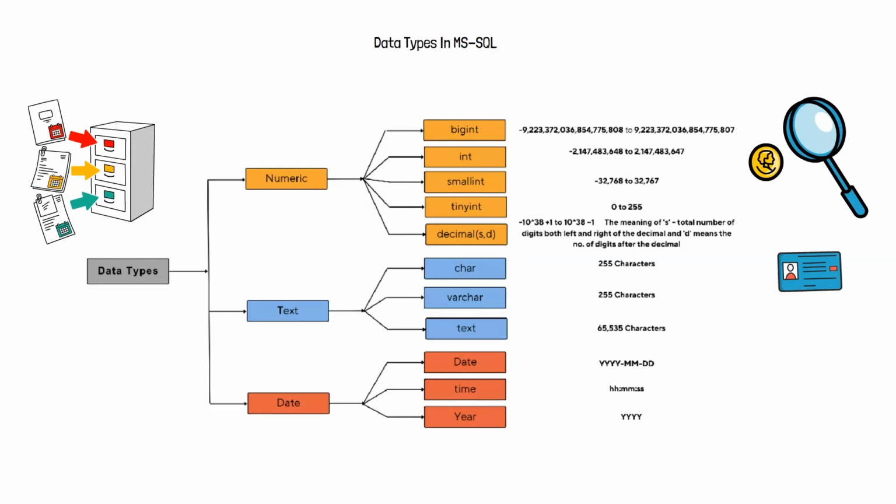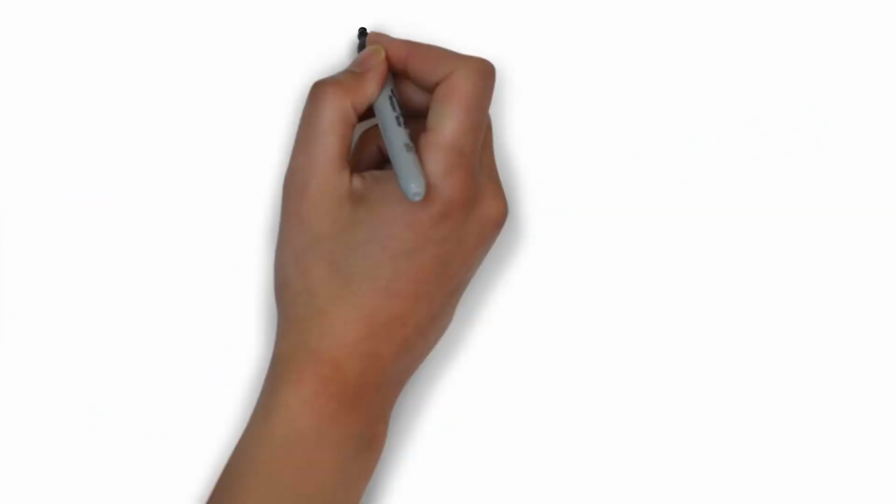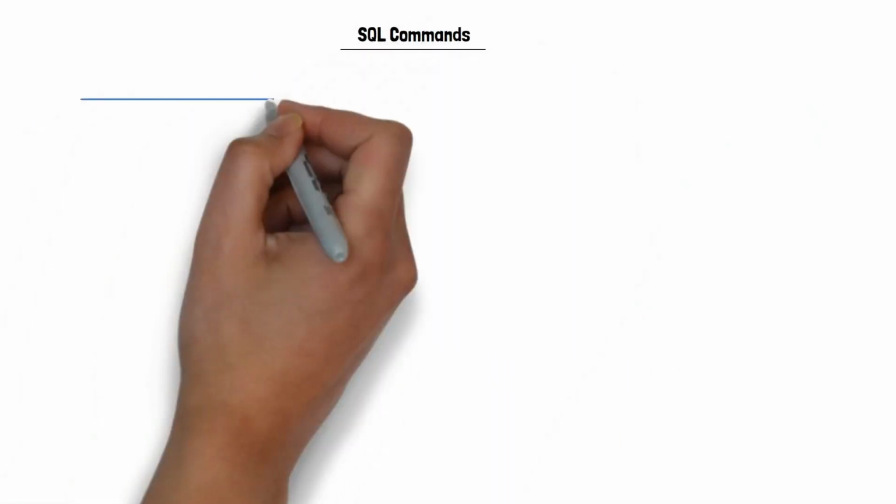So I think you've already seen it. Date is DDMMYYYY. You can change the format also. Time is HHMMSS, that is hour, minutes, and seconds. Year is YYYY, and date time, which is very important, is DDMMYYYY, and then hours, minutes, and seconds.